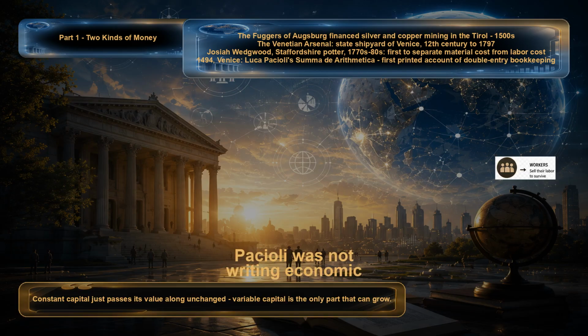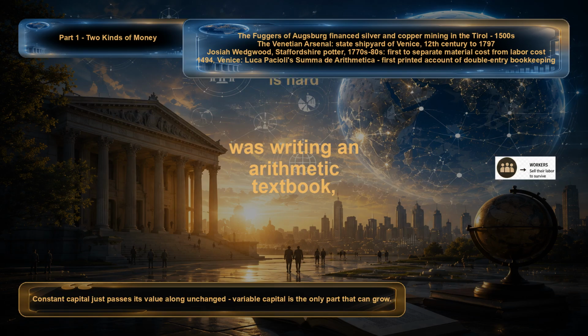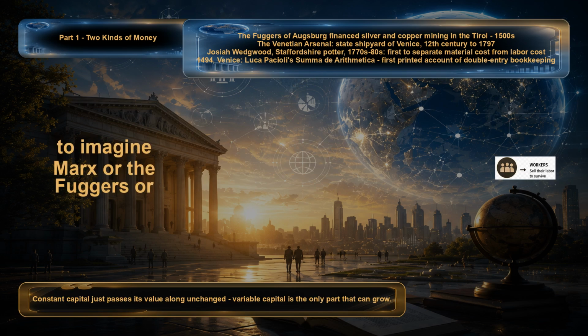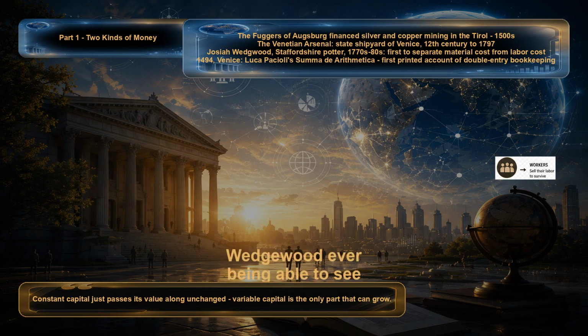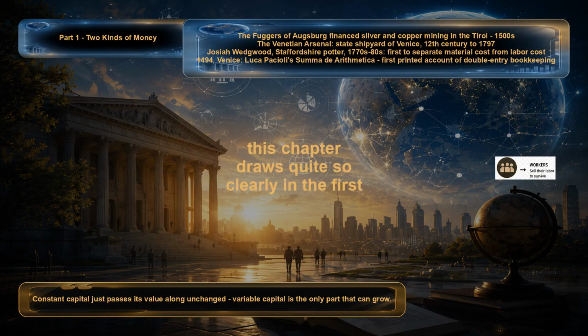Pacioli was not writing economic theory. He was writing an arithmetic textbook. And yet without his ledger columns, it is hard to imagine Marx, or the Fuggers, or Wedgwood, ever being able to see the distinction this chapter draws quite so clearly in the first place.